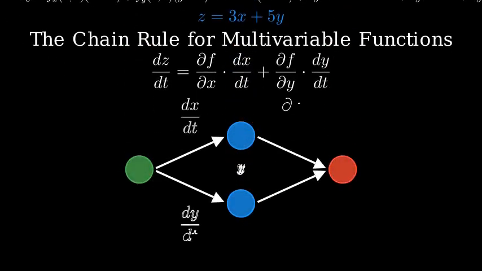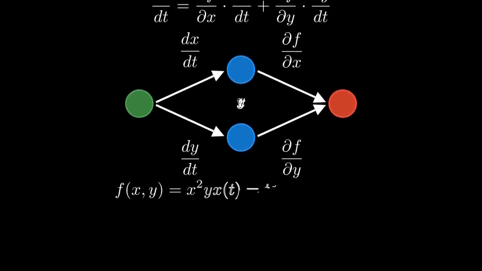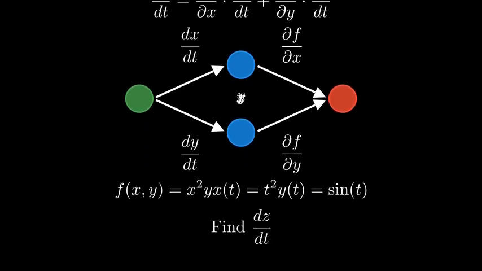This formula tells us that the rate of change of z with respect to t can be broken down into two components: how z changes with x times how x changes with t, plus how z changes with y times how y changes with t. Let's work through an example of the chain rule. Consider the function f of x, y equals x squared times y. Let's say x equals t squared and y equals sine of t. We want to find dz over dt at a general value of t.